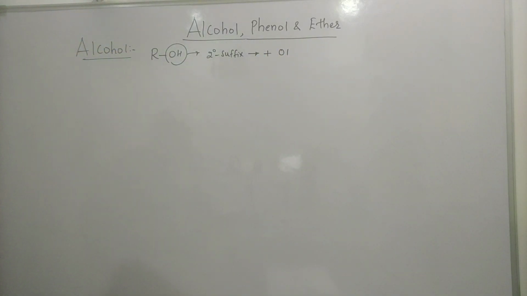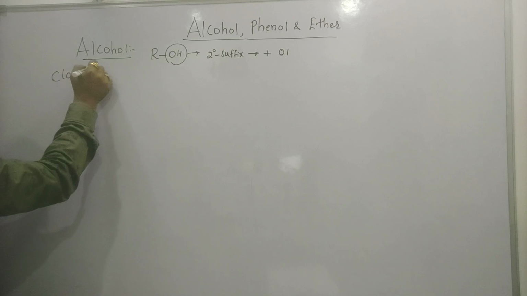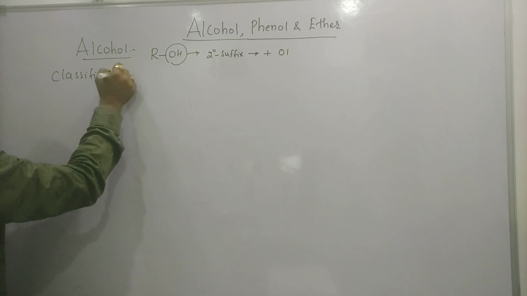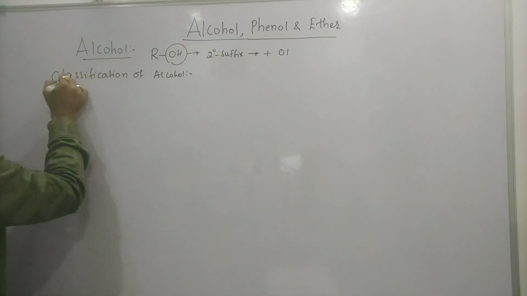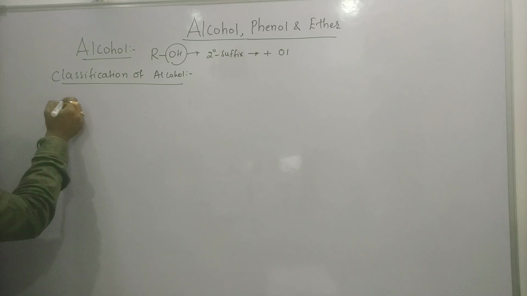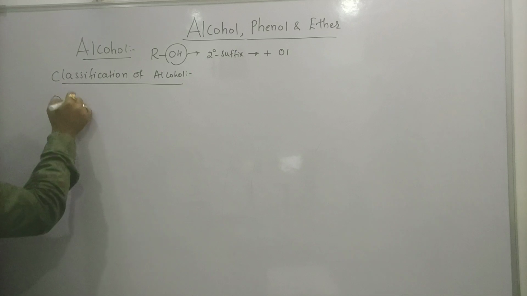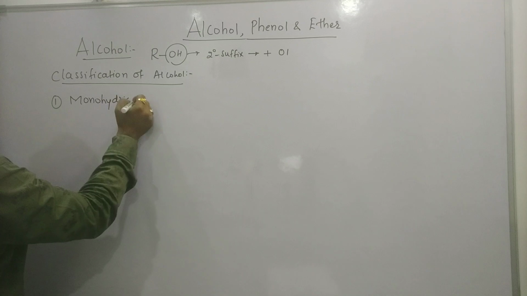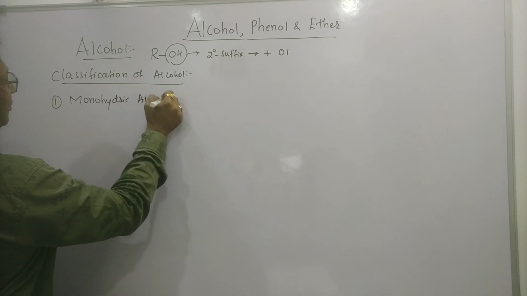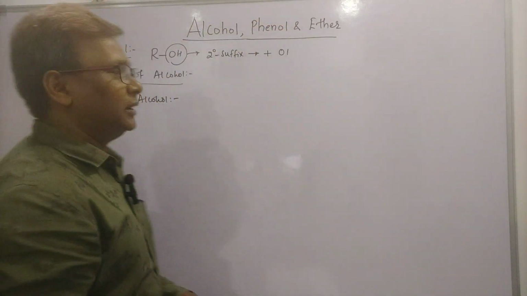But this alcohol, which we wrote here, is classified in the following way. Let me tell you what the classification of alcohol is. But how can this alcohol be classified? It may be a primary alcohol, secondary alcohol, or tertiary alcohol. But in this one, the first one, I want to classify it as monohydric alcohol. What is meant by monohydric alcohol? Alcohol which has only one OH group is called a monohydric alcohol.